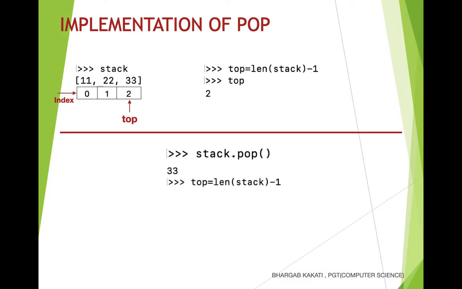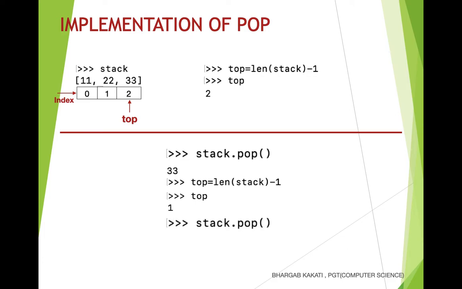Now you have to update the top. How to update the top? You can write top equals length of stack minus 1. So you will get the new value of top, that is 1. Why is it 1? Why not 2? Because 33 is already removed. So top equals top minus 1, and that becomes the top as 1.